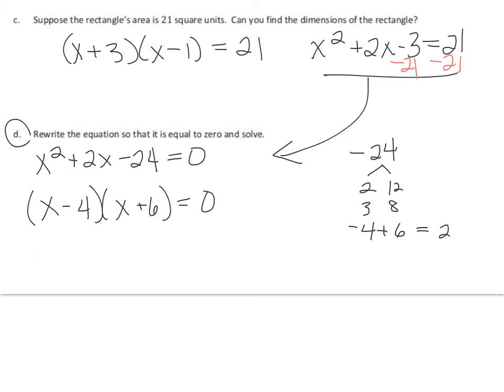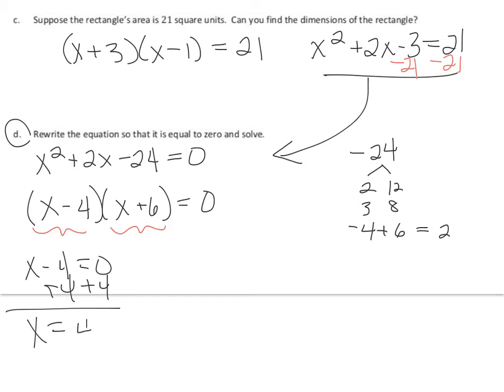So to continue to solve this, this is our zero product property rule. I take each one of these binomials and set it equal to 0 to figure out what the possible values of x make that a true statement. So x minus 4 equals 0. Add 4 to both sides. I have x equals 4. Makes that a true statement. x plus 6 equals 0. Subtract 6 from both sides. x equals negative 6.